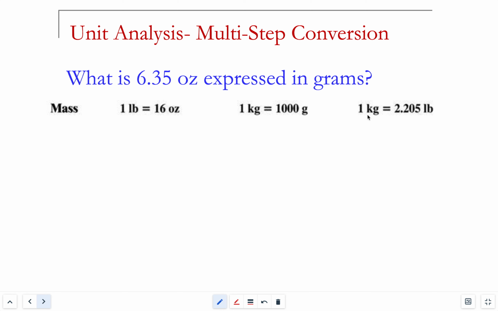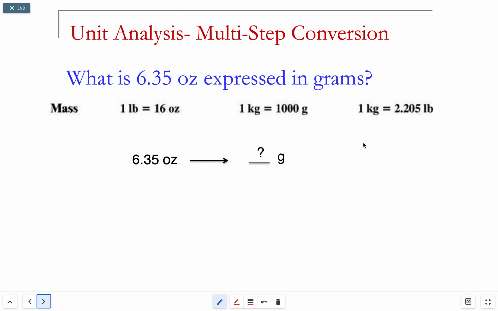You'll have to know to go look where these equivalent statements are and pick from them the ones that you need to solve your problem. And of course, this one is one that you're told you need to memorize what kilo means, right? It means 1,000. All right, now where do we start in this problem? Well, we start with what we're given as our input, 6.35 ounces. What are we trying to get to? Grams, some value in grams.